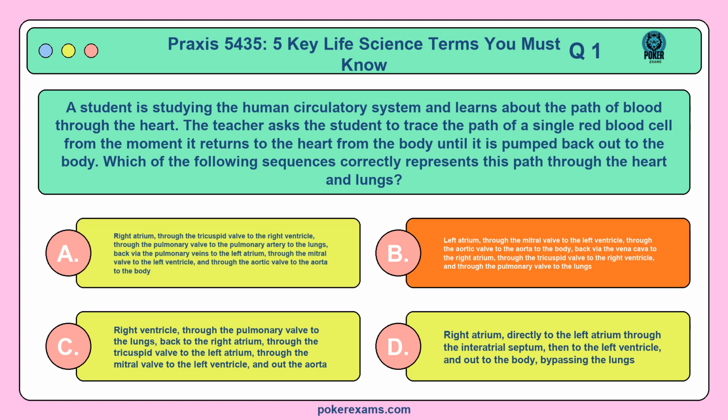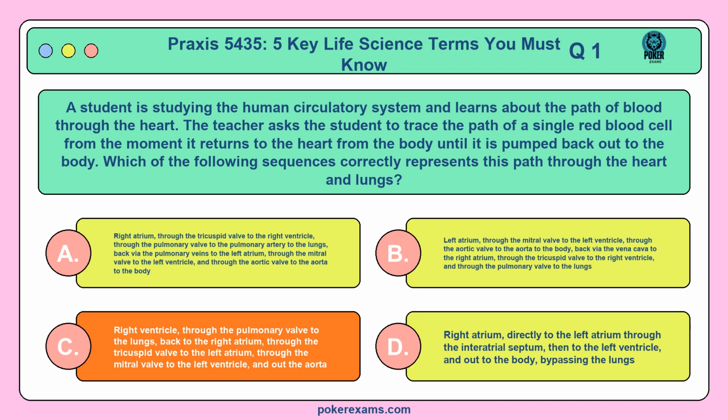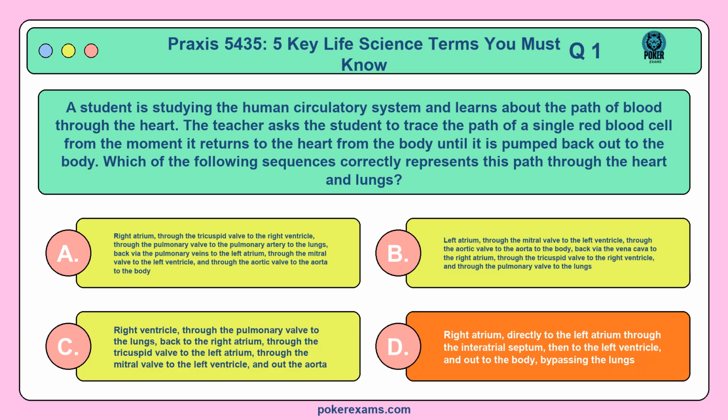B, left atrium through the mitral valve to the left ventricle, through the aortic valve to the aorta to the body, back via the vena cava to the right atrium, through the tricuspid valve to the right ventricle, and through the pulmonary valve to the lungs. C, right ventricle through the pulmonary valve to the lungs, back to the right atrium, through the tricuspid valve to the left atrium, through the mitral valve to the left ventricle and out the aorta. Or D, right atrium directly to the left atrium through the interatrial septum, then to the left ventricle and out to the body bypassing the lungs.